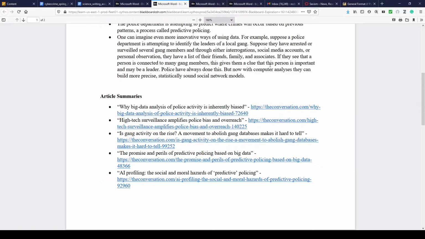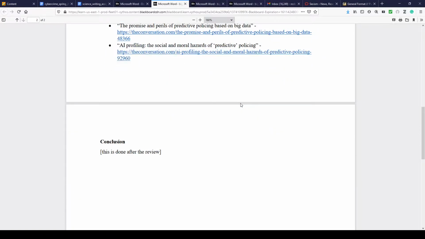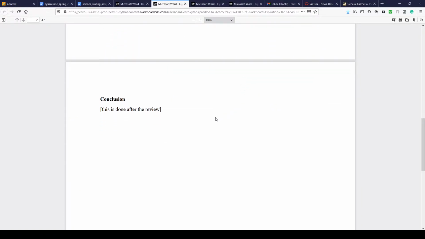So I had to eventually move out of just talking about big data analysis. I had to talk about things like predictive policing, and I understood that algorithms were important, and I had to explain that. So that all comes out in the wash when you're reading these article summaries. Okay, and then I haven't written the conclusion yet because that's at the end.